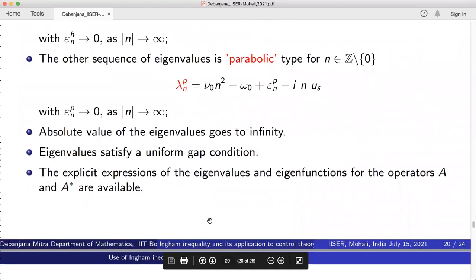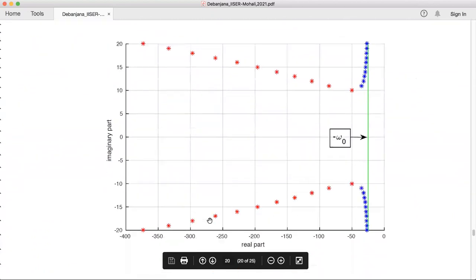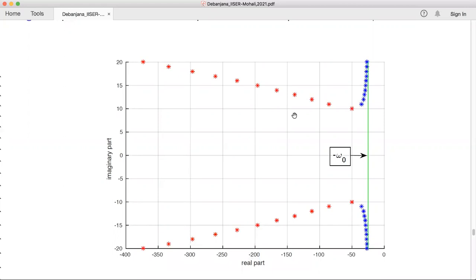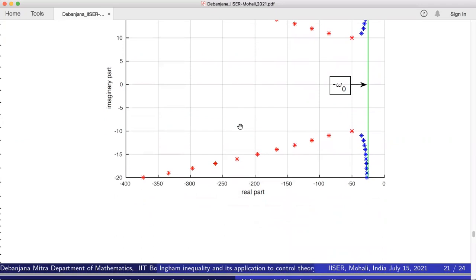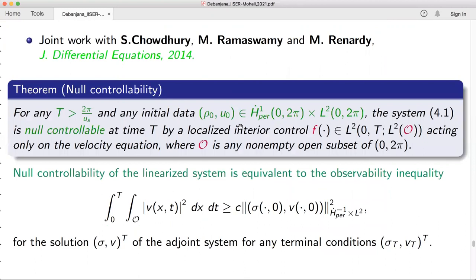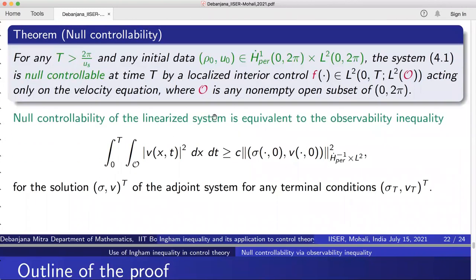I skip the details, but you can see the diagram. The blue color is the hyperbolic type of eigenvalues, whose real part converges to minus omega naught, but the imaginary part goes to infinity. The red points are the parabolic eigenvalues, which go to infinity, and the real part behaves like n squared, whereas the imaginary part behaves like n. Now I just state the theorem and the connection with Ingham, and then I will finish.